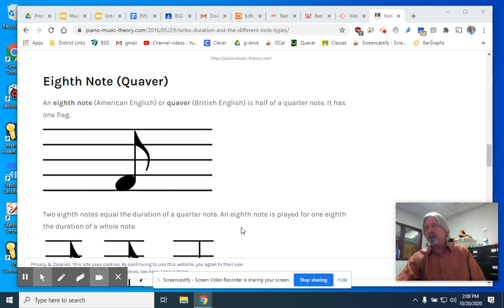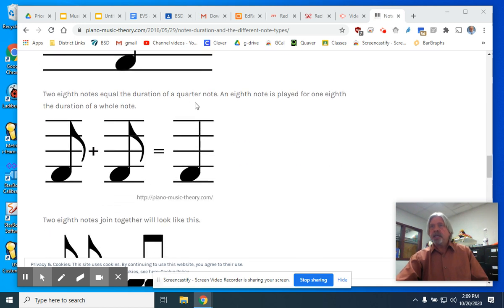Then we have the eighth note or the quaver, as in the past couple of weeks, you and I have had a chance to hang out with Quaver. And you remember Quaver's Marvelous World. Anyway, eighth note in American English or the quaver in British English is half of a quarter note. It has a flag that comes off of it, as you can see there. So you've got your note head, you've got your stem, and then you've got a flag that hangs off of it. Two eighths equal the duration of a quarter note.